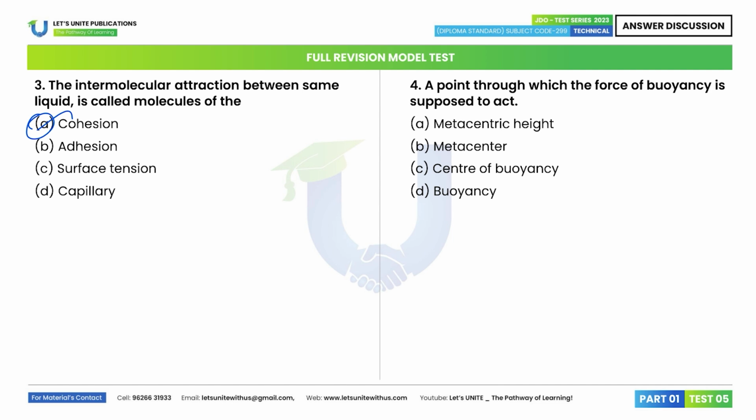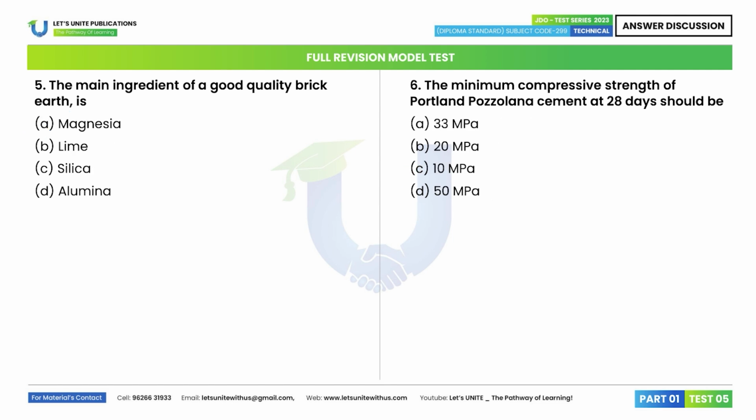Fourth question, a point through which the force of buoyancy is supposed to act is the center of buoyancy. Option C is the correct answer. Fifth question, the main ingredient of a good quality brick is silica. Option C is the correct answer. Sixth question, minimum compressive strength of Portland Pozzolana cement at 28 days is 33 MPa. Option A is the correct answer.